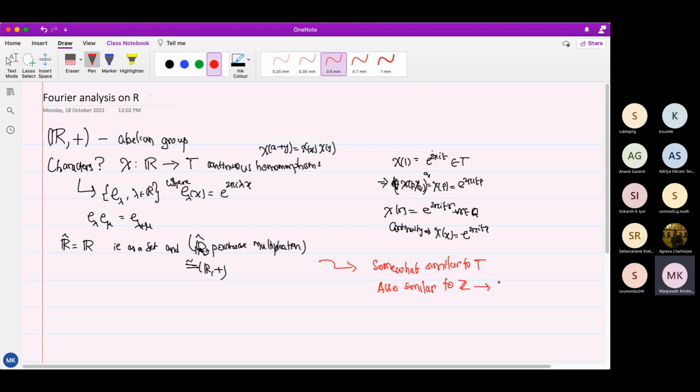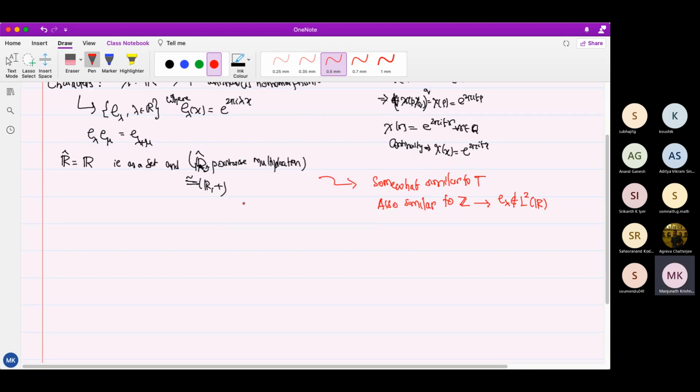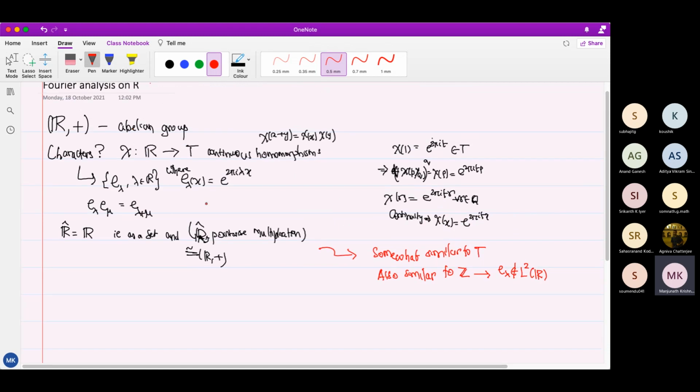So what is that? For example, these are not in L2. These are not integrable, right? E lambdas are not square integrable. So in that sense it's more like Z, and that's why I did both the circle group and Z. If you know only the circle group, you have to carry the analogy a little bit further. But if you know both the circle group and Z, you will see that pretty much all the proofs you can write down for the real line in exactly the same way. So for one, E lambdas are not L2 functions.